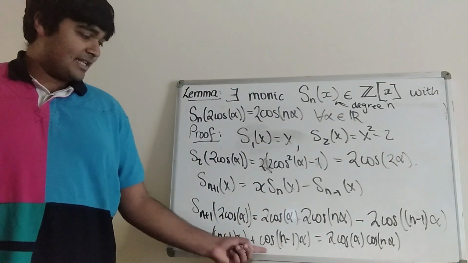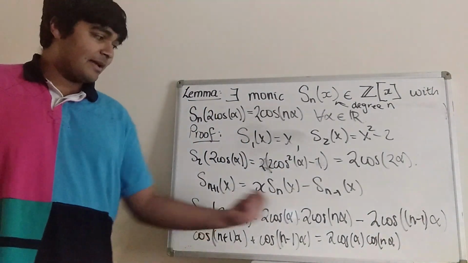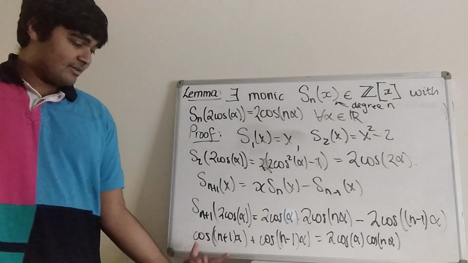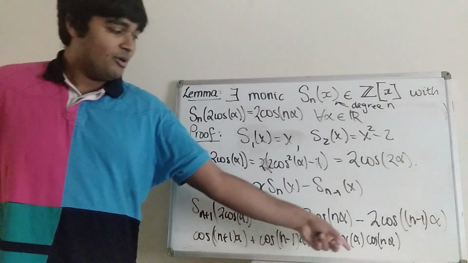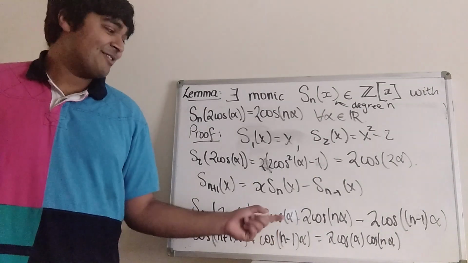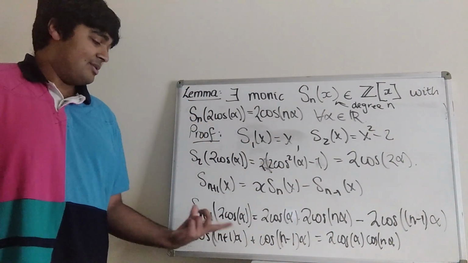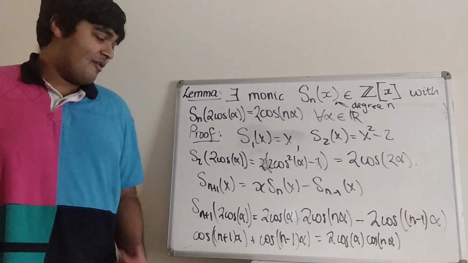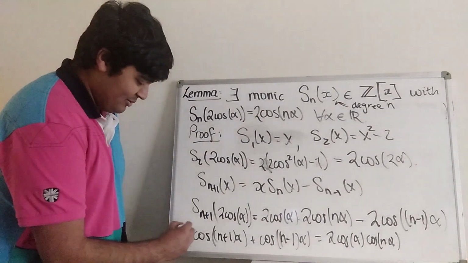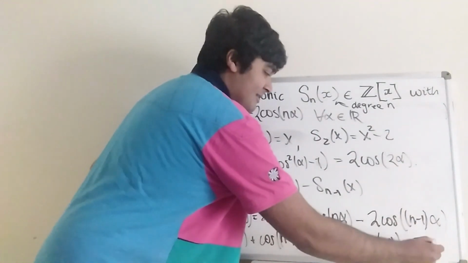Okay, and then just rearranging this by subtracting cosine of (n minus 1) alpha from both sides, and then multiplying both sides by 2, I get 2 cosine (n plus 1) alpha is equal to 4 cos n alpha minus 2 cos (n minus 1) alpha, which is exactly what I have here. So indeed, Sn plus 1 of 2 cos alpha is equal to 2 cosine of (n plus 1) alpha. And that completes the proof.